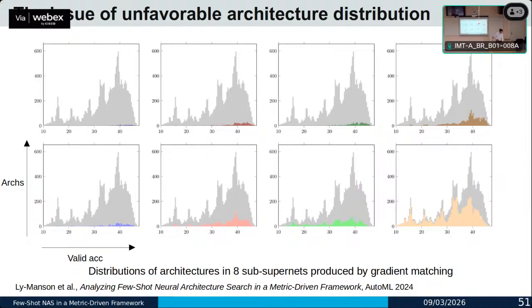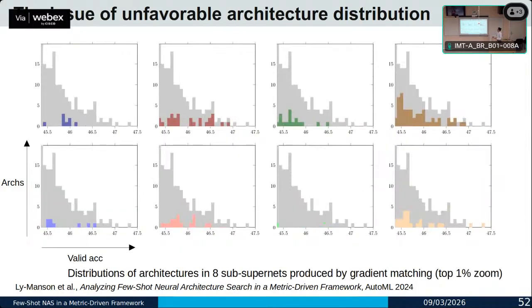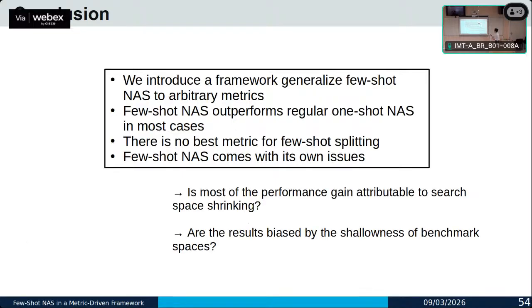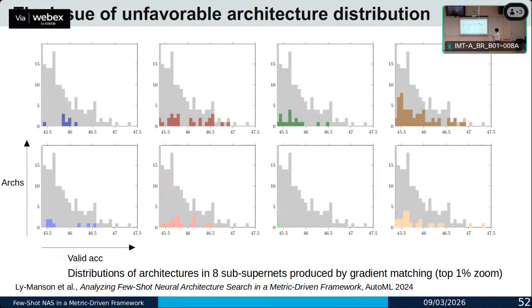But the most interesting part is that if we zoom on the top 1% of the distribution, which is at the far right of the distribution tail, we find that the top architectures tend to be distributed among many different subsupernets. And so this means that if we choose one subsupernet, then it is unlikely that we will find the best architecture, because all the best architectures are grouped in very different subsupernets.